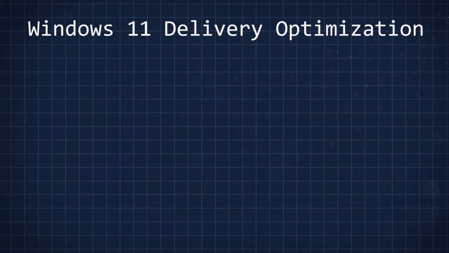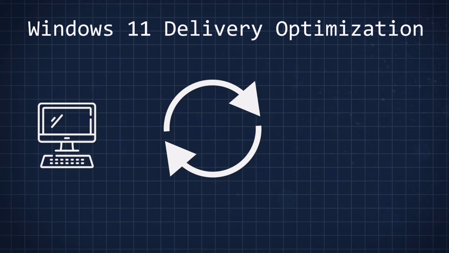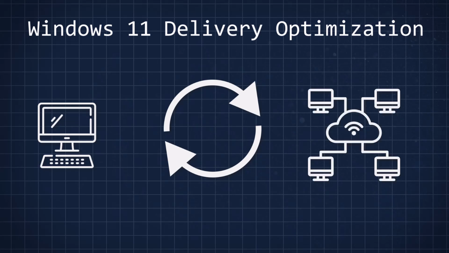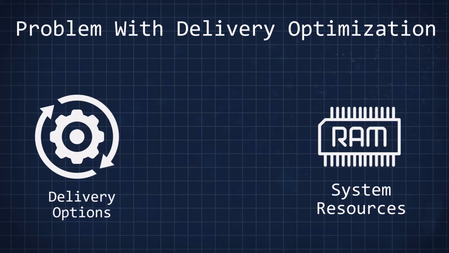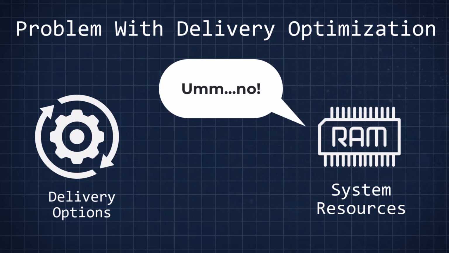Delivery Optimization pulls Windows updates from multiple places, like other PCs on your network, others on the internet, not just Microsoft. But the problem is, Delivery Optimization competes with your other system resources and it slows performance. And you can turn the setting off because there's no need to use it.